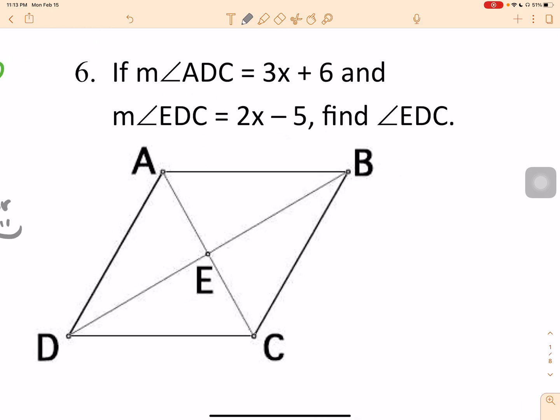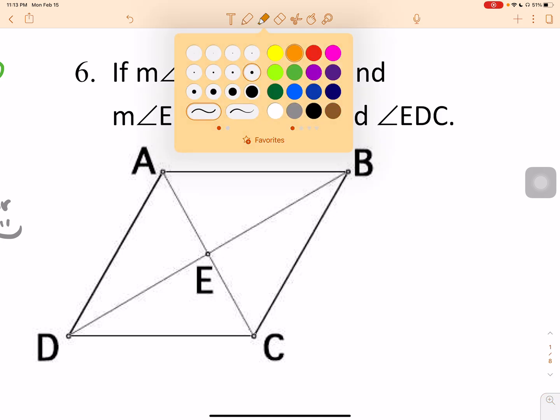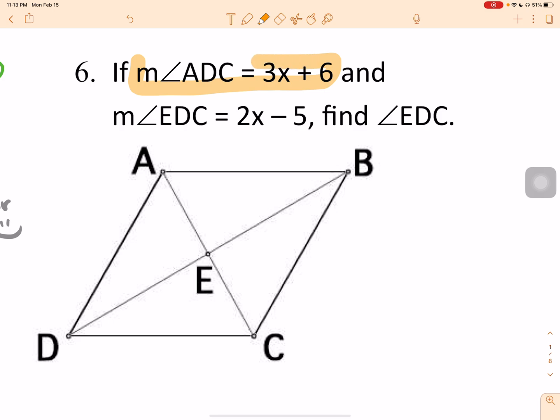So if the measure of angle ADC equals 3x plus 6, well, let's go ahead and mark this guy. I always mark right away. So ADC is that big angle right there in the corner. Okay, so I'm going to mark it like this because you go from A to D to C, and it makes that angle right there.